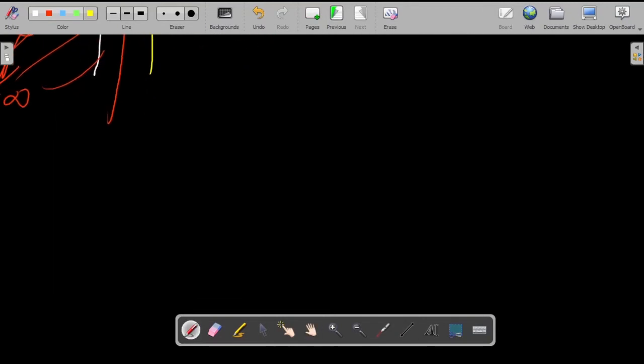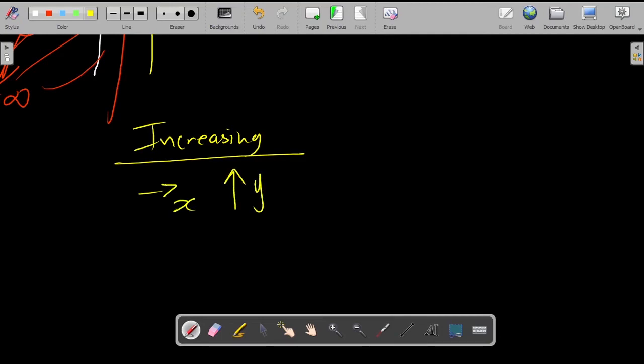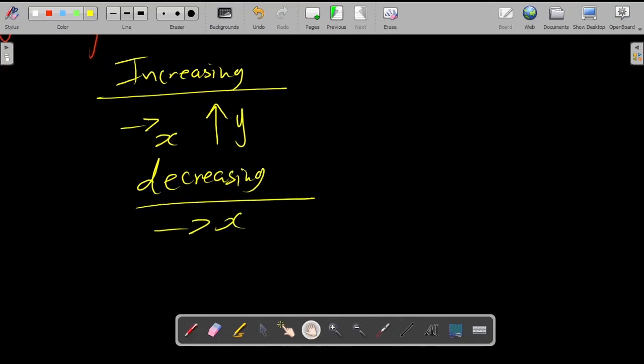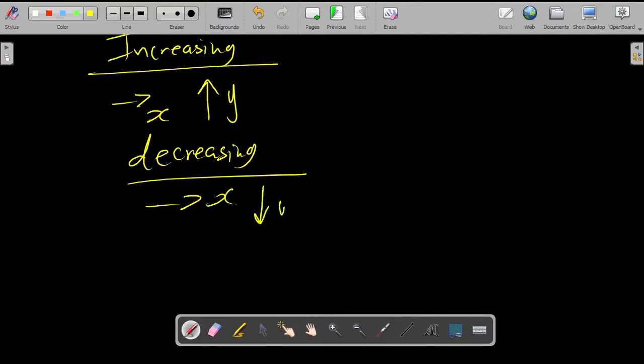So let's see how you can write that. For an increasing function, when you increase your x values, your y values increase. And for a decreasing function, when you increase your x values, your y values decrease, right?